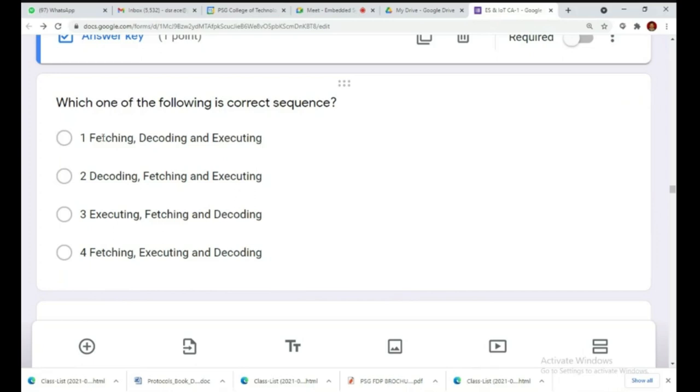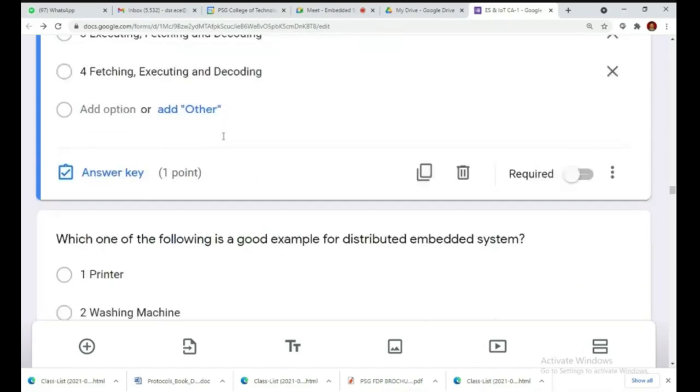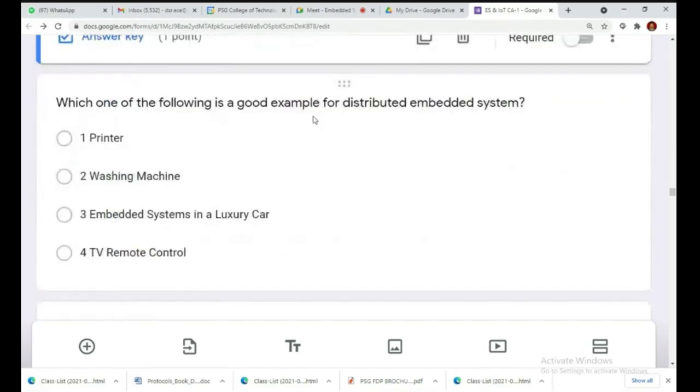Okay, first we have to fetch and then decode. While decoding, we'll understand what to do. Then we'll do that. Doing that is called executing. So the first one is the right answer. Which one of the following is the correct sequence? Fetching, decoding, and executing is the correct answer. Which one of the following is a good example for a distributed embedded system?